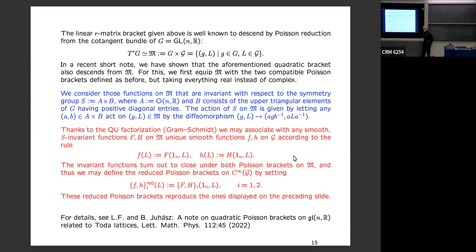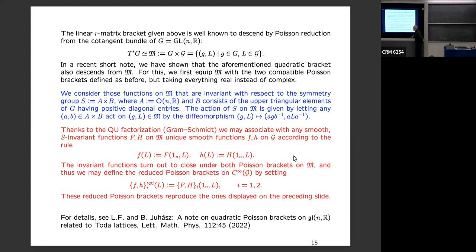And this group acts in this way on the phase space, and because of the QR factorization or the Gram-Schmidt procedure, by this group action you can remove this group element. Every orbit of the symmetry contains such an element that the group element is the identity from the GLNR group. So every invariant function in the original phase space, say F and H are two invariant functions, are uniquely represented by functions on the Lie algebra, because the group element is brought to the unit matrix.